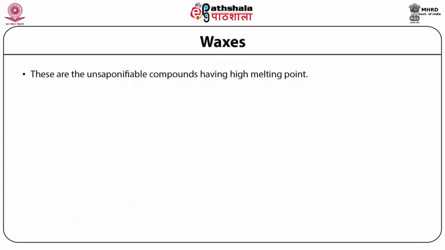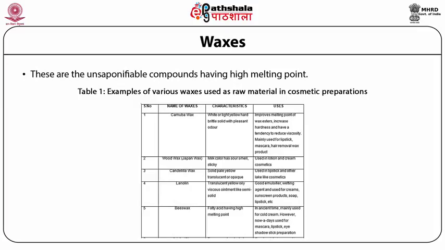Waxes. These are the unsaponifiable compounds having high melting point. When waxes are used in combination with compatible oils, they result in desired softness. Examples of waxes used as raw materials are given in Table 1.